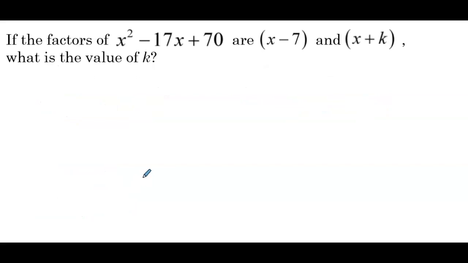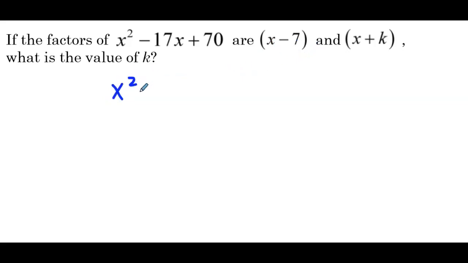Last one, if the factors of x squared minus 17x plus 70 are x minus 7 and x plus k, what is the value of k? So essentially, they're asking us to factor x squared minus 17x plus 70 and find out what the factors are. And they actually helped us out because they told us what one of the factors is already.